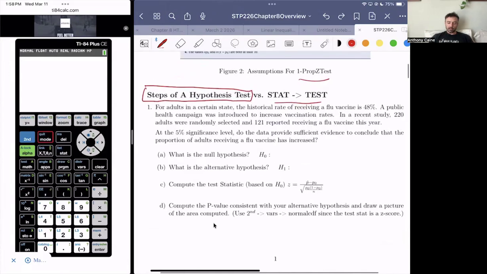For adults in a certain state, the historical rate of receiving a flu vaccine is 48%. A public health campaign was introduced to increase vaccine rates. In a recent study, 220 adults were randomly selected, and 121 reported receiving a flu vaccine this year. At the 5% significance level, do the data provide sufficient evidence to conclude that the proportion of adults receiving the flu vaccine has increased?